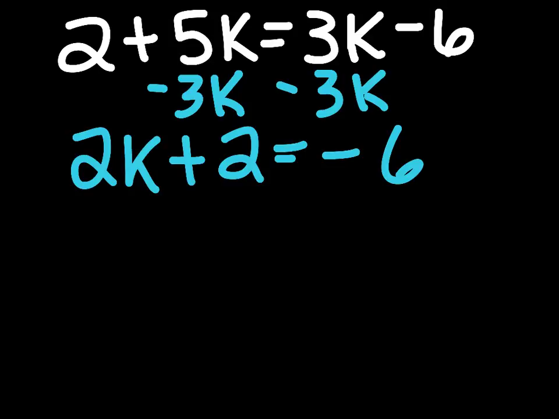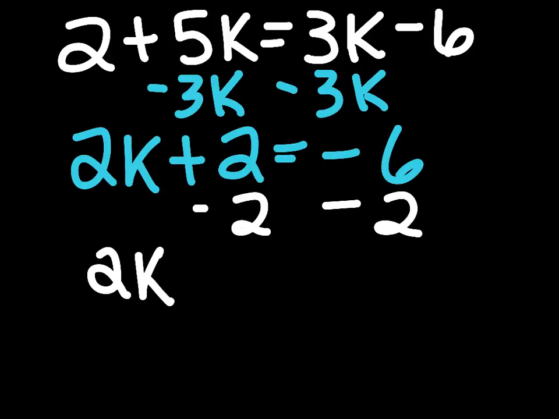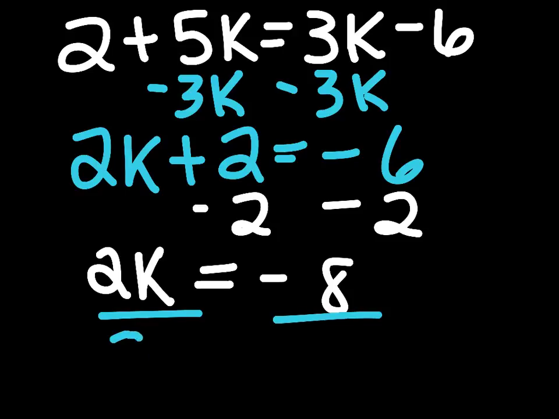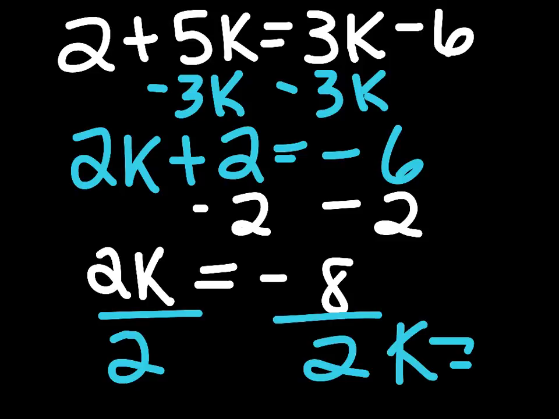So now we get into the multi-step equation, where there are multiple things we have to do. So we do the opposite, which is subtract 2, subtract 2. Now it becomes 2k equals negative 8. Okay, now we're going to divide because that was multiplication. Divide by 2, divide by 2. K now equals negative 4.